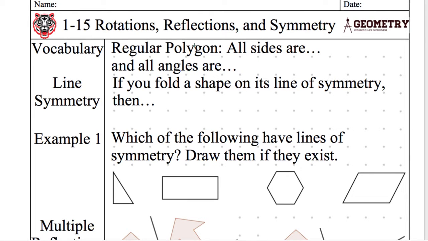So, rotations, reflections, symmetry, 1-15. It's a conceptual day, less work to actually do, more conceptual. Let's talk about some vocab. Regular polygon. You've heard this before, maybe briefly. I'm formally defining it now.